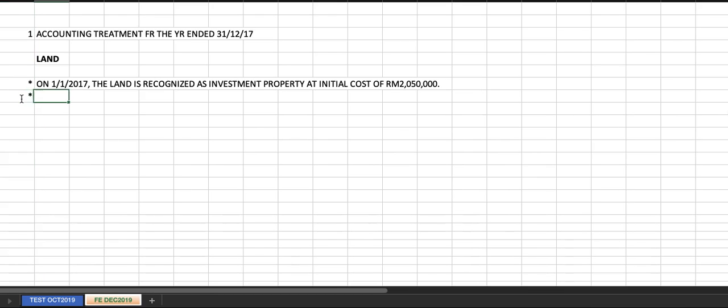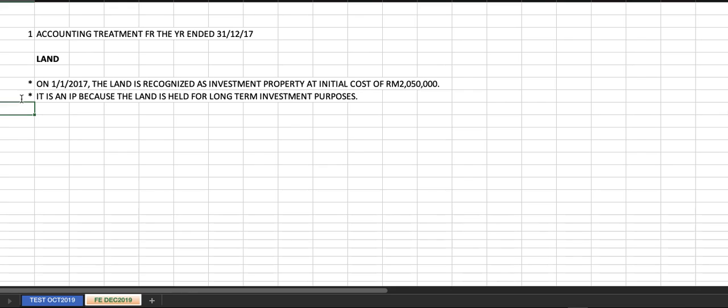Okay, and it will be very clear what to answer in the question. So on 1st January 2017, the land is recognized as investment property at initial cost of 2.05 million. You have to give the reason why you want to recognize it as IP. This is because the land is held for long-term investment purposes. This one I copy just from the question.